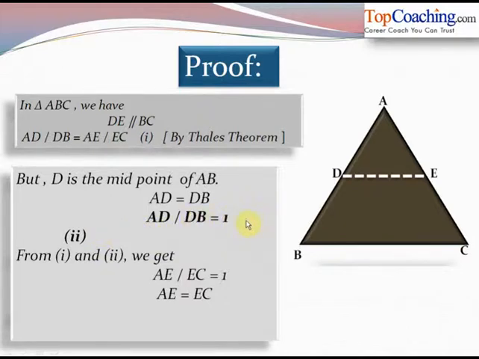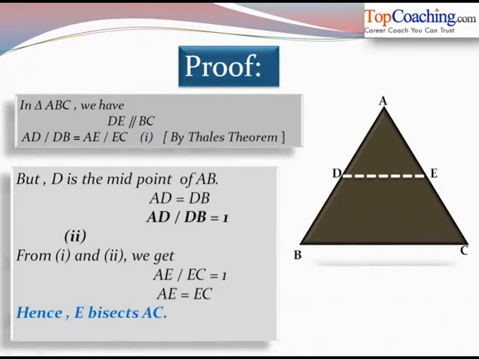Let us say this is equation number 2. So from equation 1 and equation 2, what we get is AE by EC equal to 1, because AD by DB is equal to 1. And thus we say that AE is equal to EC. And so we can say that E bisects AC. Thus E becomes the midpoint of the side AC. And thus we have proved this midpoint theorem using the Thales theorem or the basic proportionality theorem.